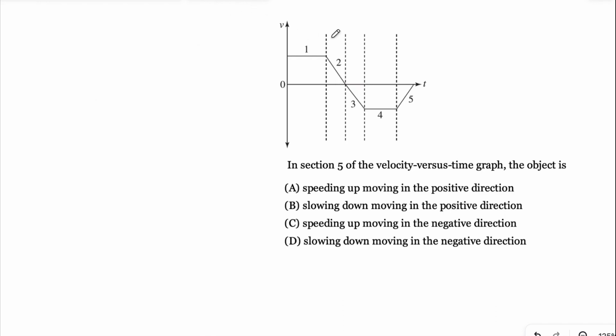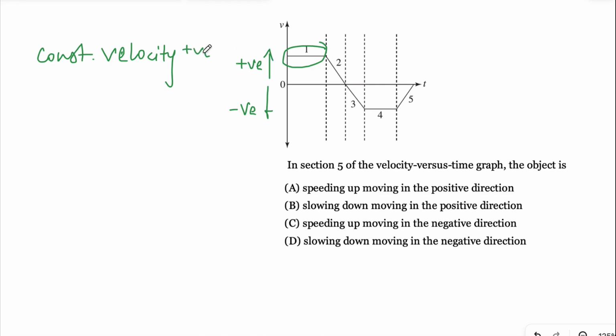So let's see. Section 1. In section 1, you see constant velocity because the magnitude is not changing. It's a straight line against the y-axis. So constant velocity is one thing, and it's in the positive region. This is positive, this is negative. That means it's traveling with constant velocity in the positive direction. This is section 1.